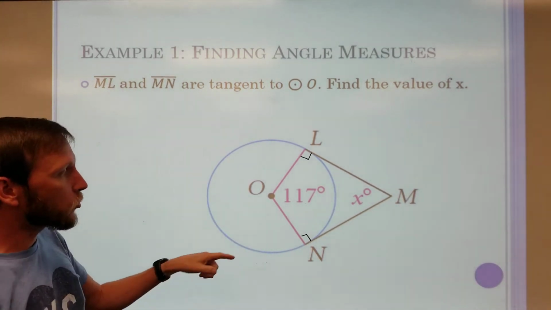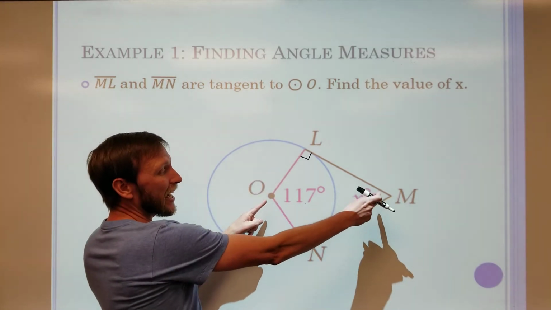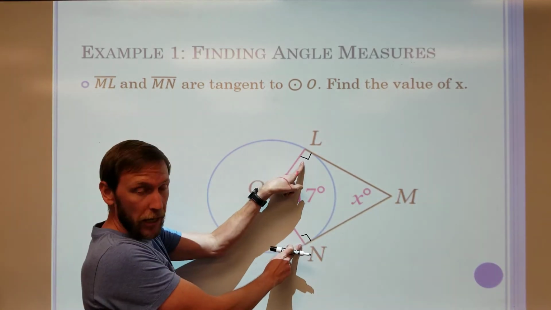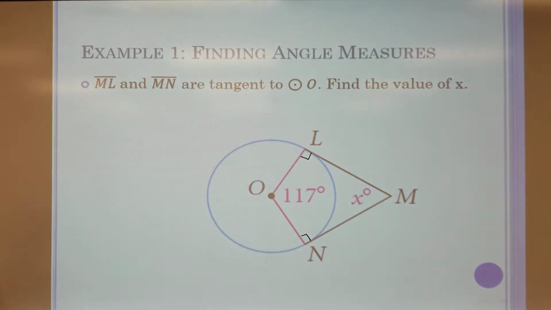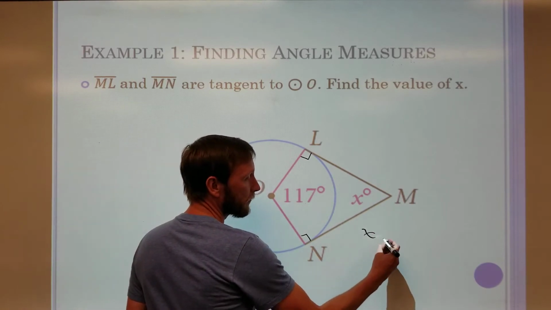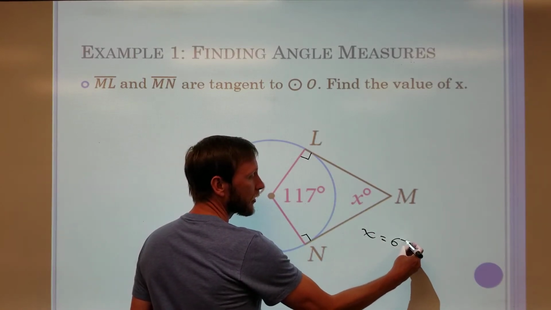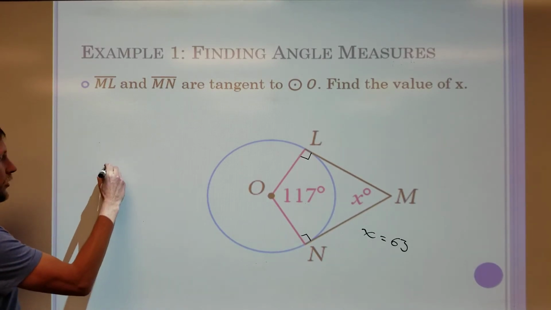Another way to do that is to recognize that if these are both 90, then because these make 180, these angles would have to be supplementary to each other. So we can simply take 180 and subtract 117 to find that the measure of the angle at M, or the value of x in this case, is 63. All right? The measure of angle M would be 63 degrees. Again, two ways we can do that.